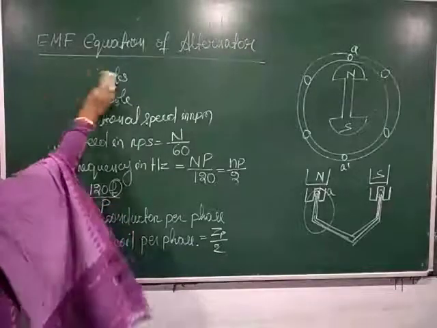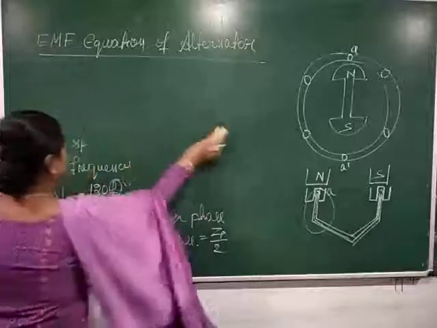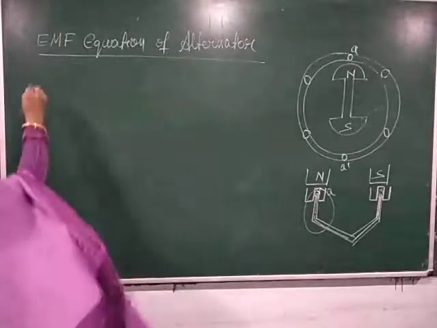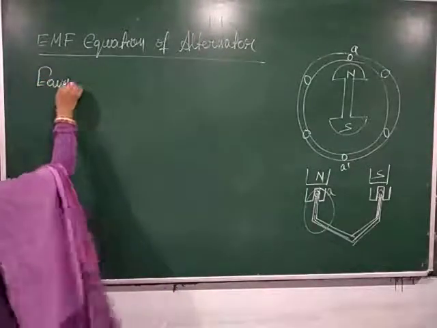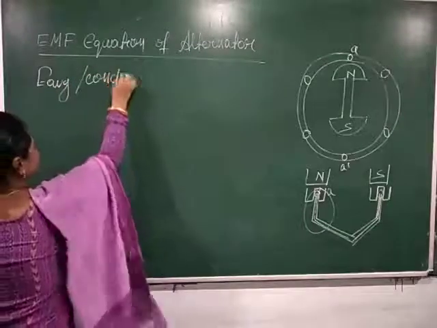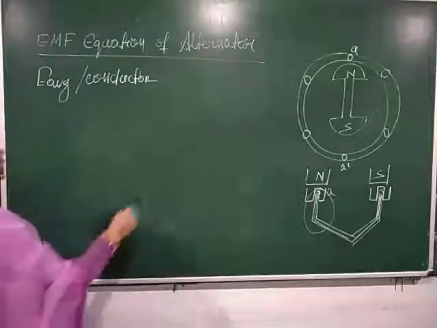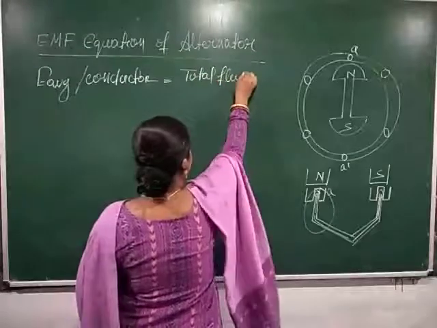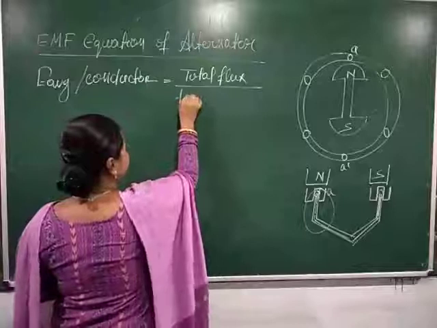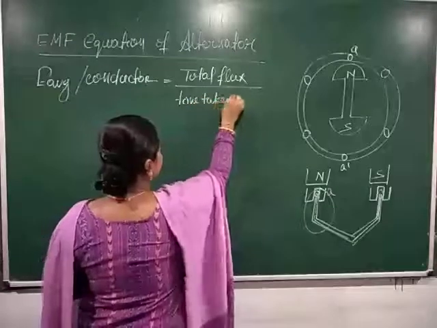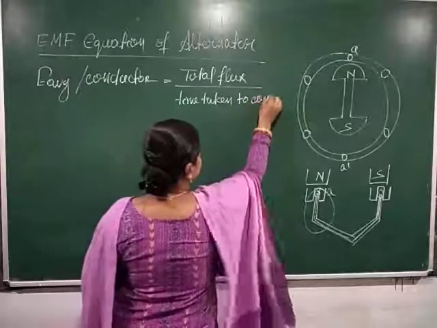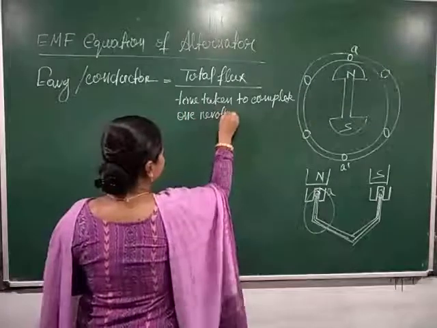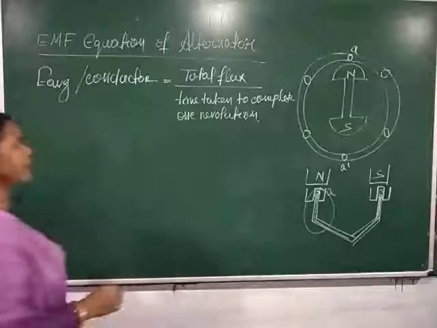Next, you know that the average EMF per conductor is the total flux divided by the time taken to complete one revolution.